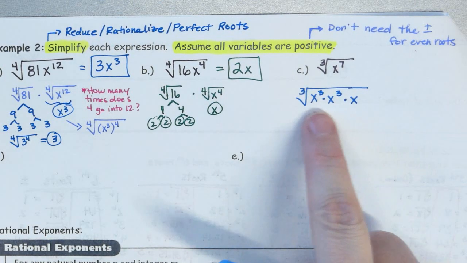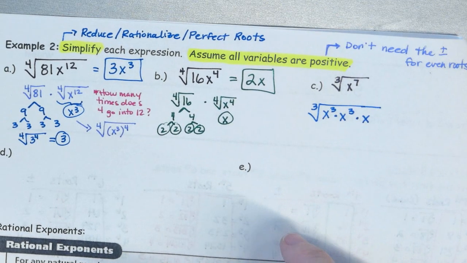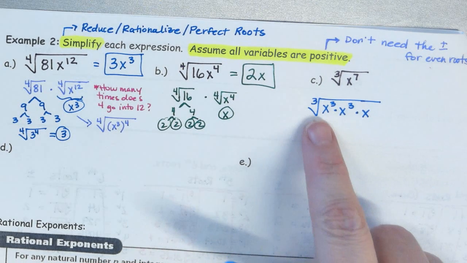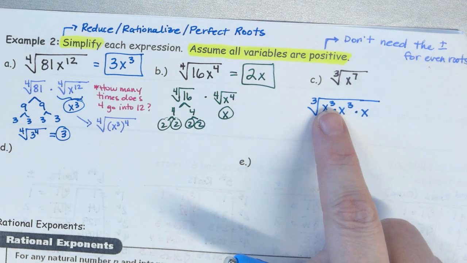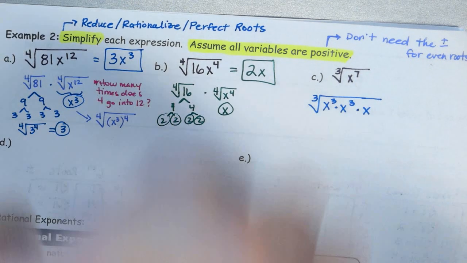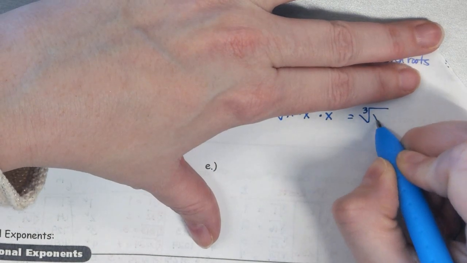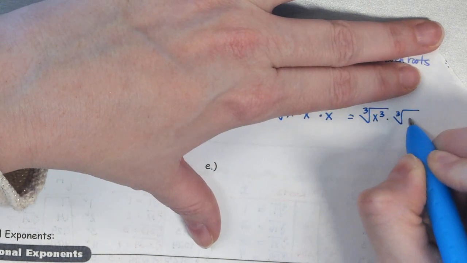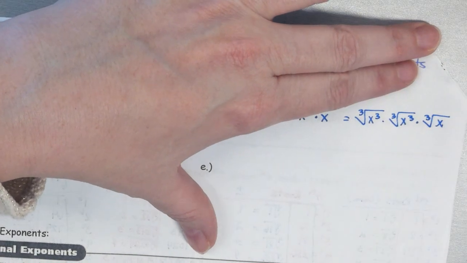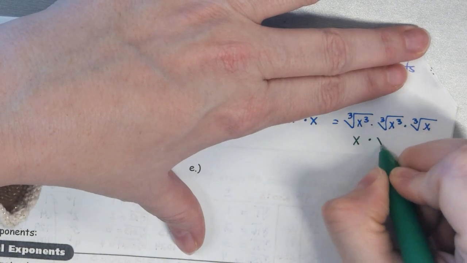Remember, when you're multiplying by the same base, what do you do to the exponents? You add them. And that's what some of the things that you just did in the last section. So 3 plus 3 plus 1 is 7. But of course, when you go to simplify this, the cube root of x cubed is what? X. Okay, so the cube root of x cubed is x.